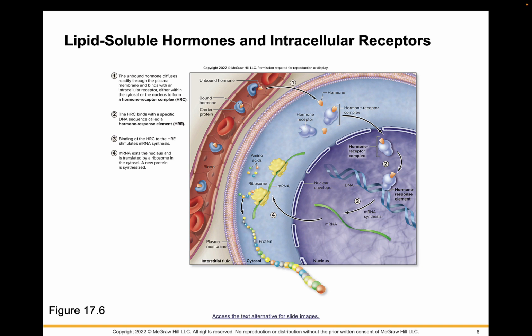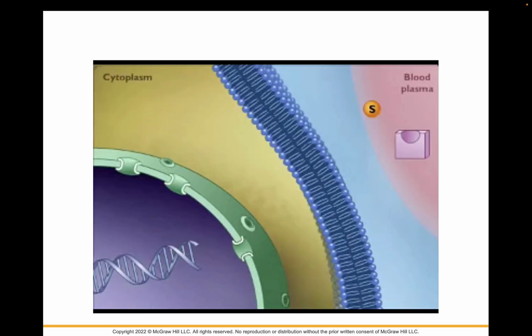This is one of the reasons why it's going to take a while for them to actually exert their impact. So basically, your cell is retooling the factory to actually produce a new product. And that's just not going to happen right away. Now, feel free to take a listen or look at this particular animation, and it's going to walk you through visually the process of how lipid-soluble hormones actually work.